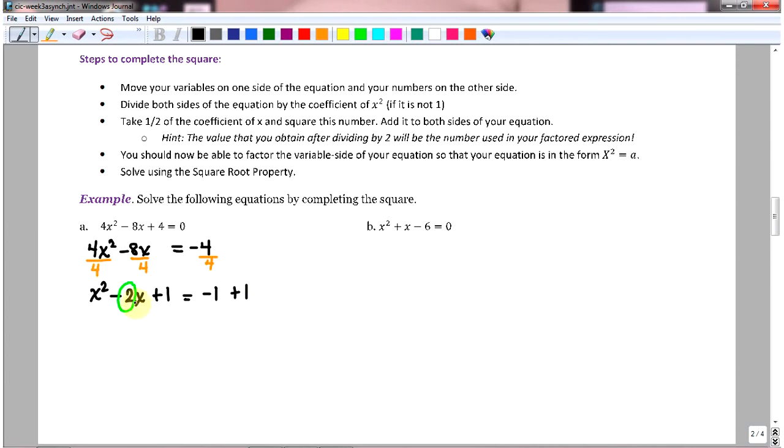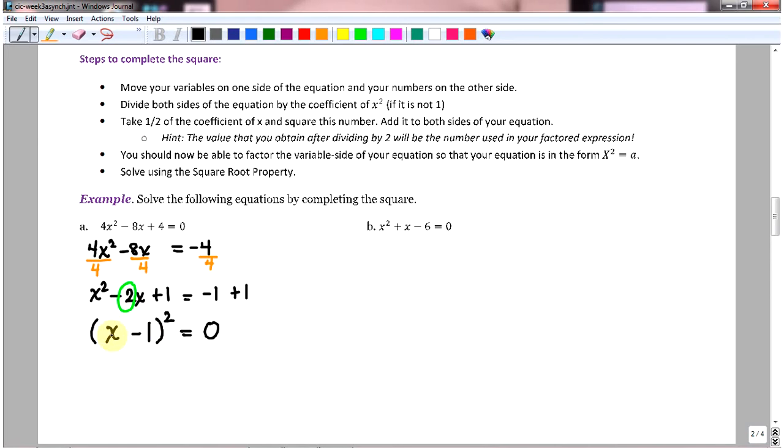Once you do that, you can now factor your expression into some quantity squared. And I have a little hint up there for you, because if you're dealing with some numbers that are a bit more difficult, this is a way that you know what your factored expression is going to be. The value that you obtain after dividing by 2, when you take the coefficient of x, divide it by 2, we got -1, that's going to be the number in our factored expression. So this is going to factor into x minus 1 quantity squared equals -1 plus 1 is 0.